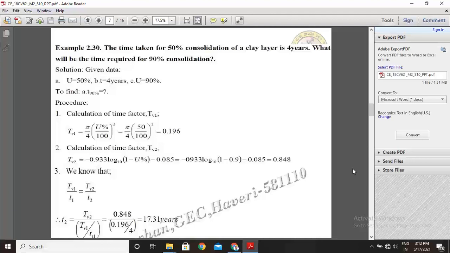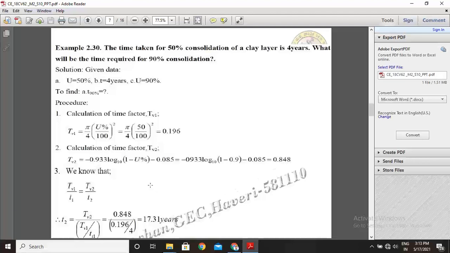Calculation of time factor for 90% consolidation. So that equation is given: TV2 equals, this is for more than 60% degree of consolidation, you use this equation, that is minus 0.933 log base 10 (1 minus U percent) minus 0.085. Now substitute values in this equation: minus 0.933 log base 10 of (1 minus U, U is 90%, means 0.9) minus 0.085. So we are getting 0.848. So this is for 90% degree of consolidation, time factor TV is 0.848.